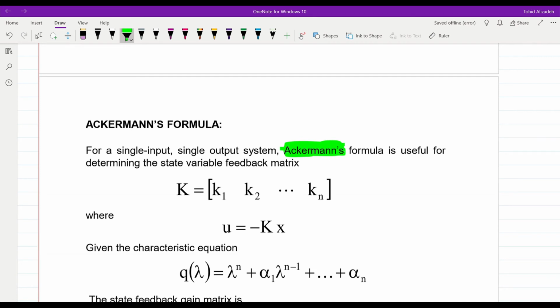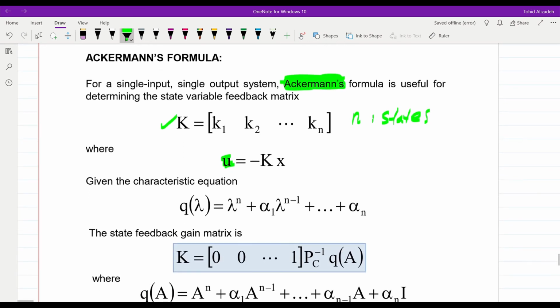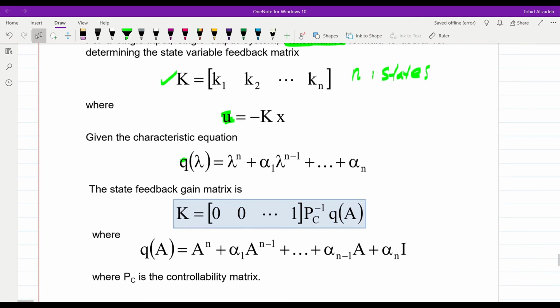Let's assume that K is in this form, k1, k2 up to kn, so we have n number of states. We have u equal to minus K times x, and we have the characteristics equation in this form. Q of lambda is equal to lambda to the power of n plus alpha 1 lambda to the power of n minus 1, and so on, plus alpha n at the end. So this will be our desired characteristics equation.